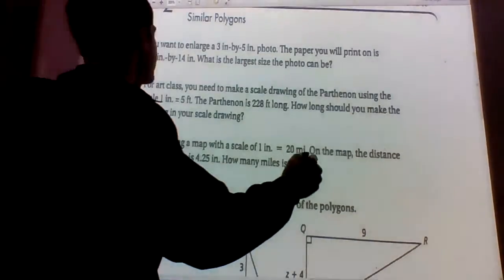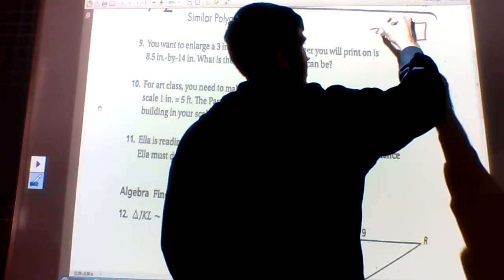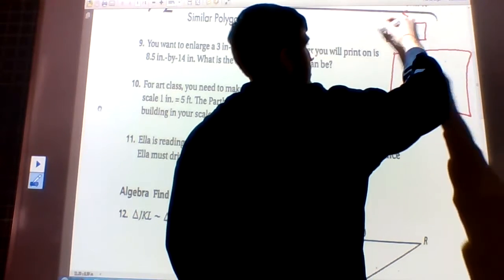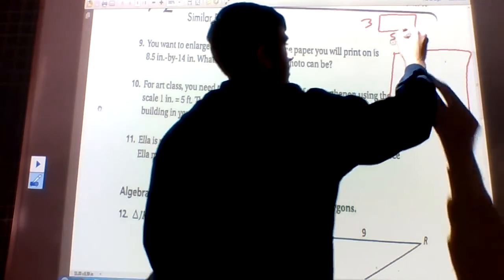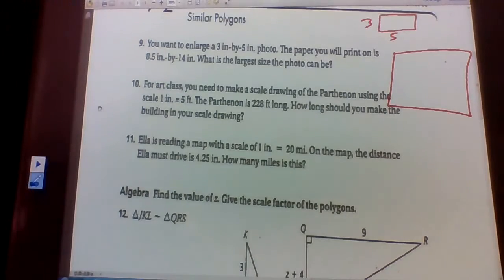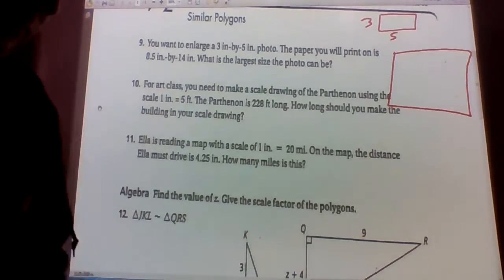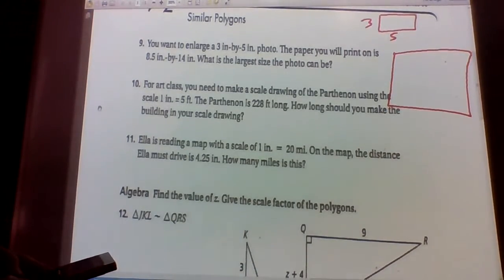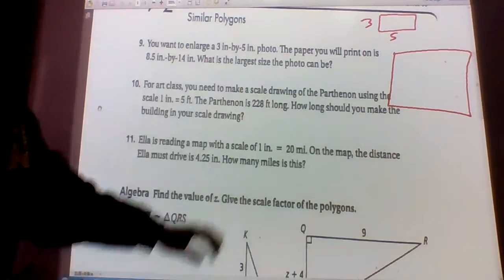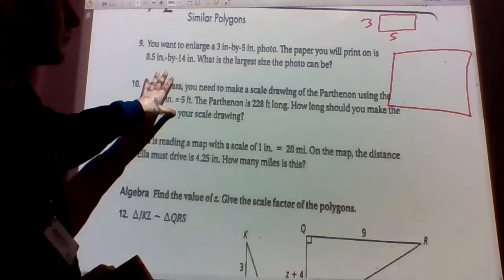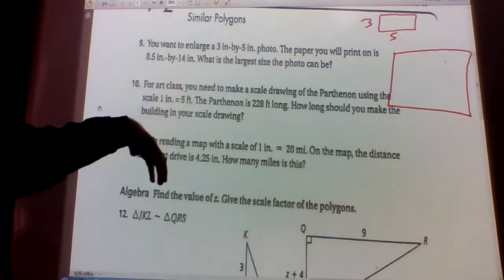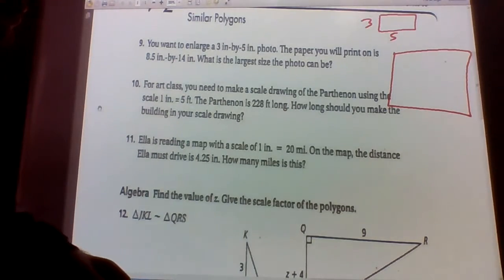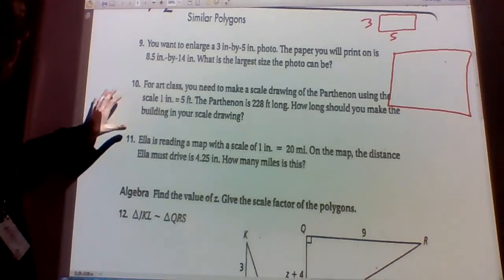Okay. So we have a 3 by 5, and we want to enlarge it, make it bigger. So it's on an 8.5 inch by 14 inch piece of paper. The issue here is 8.5 divided by 14 is not the same as 3 divided by 5. So if you put it on an 8.5 by 14 inch paper, it would not cover the entire thing. So what we need to do is figure out the largest size that will fit on that entire piece of paper.